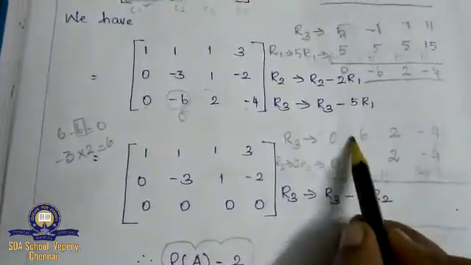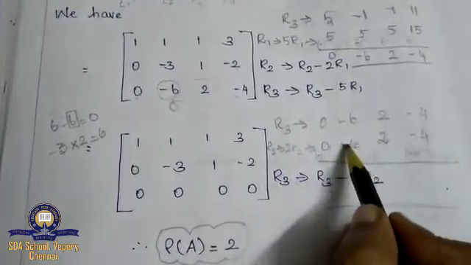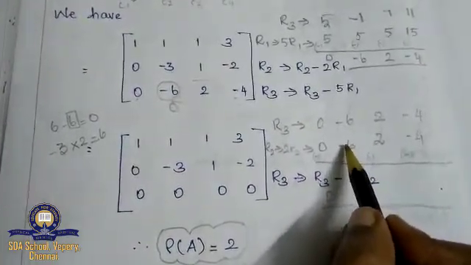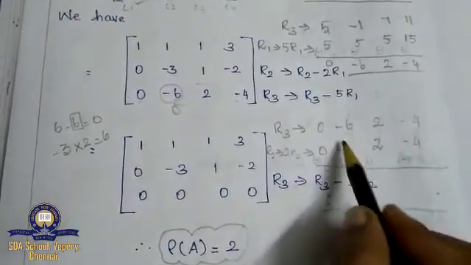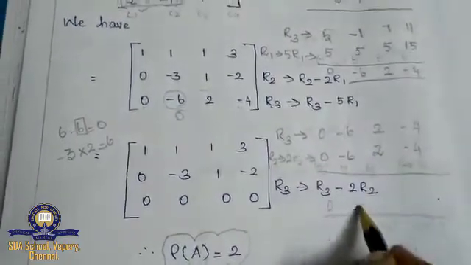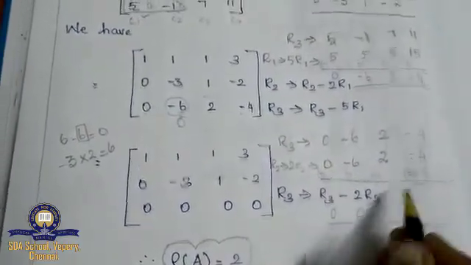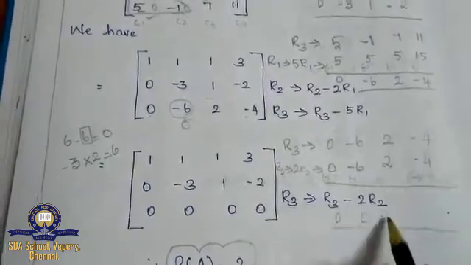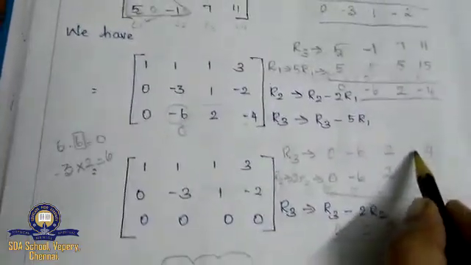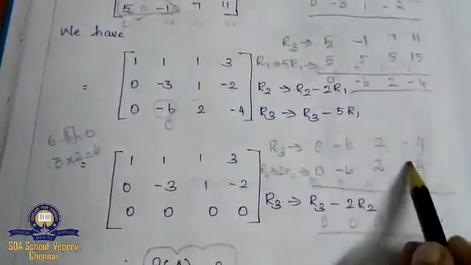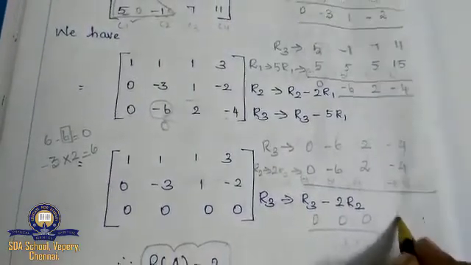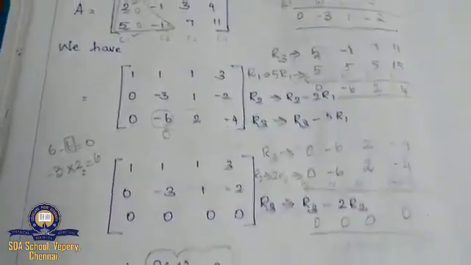See, here it is minus 6. Already you will have minus here. So minus into minus is plus. So minus 6 plus 6 gets cancelled. So 0. And see, 2 minus 2 is 0. And again here it is minus 4. Minus into minus plus 4. So 0. So what is my new row 3?